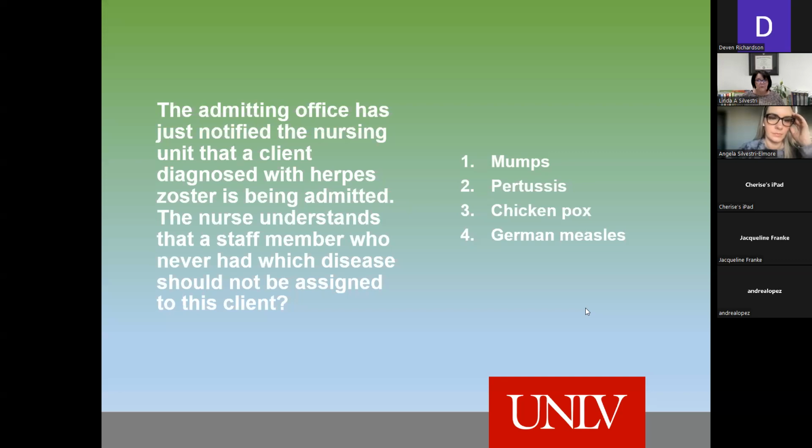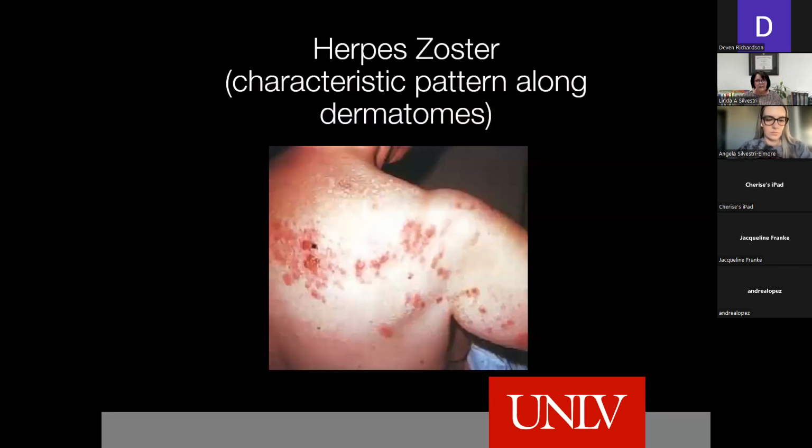Great work. 91% of you selected chickenpox, and that is the correct answer. What we want to remember about herpes zoster is that it is shingles, okay? And it's actually the reactivation of the chickenpox virus. The other options, mumps, pertussis, German measles, are contagious, but they're not related to herpes zoster.